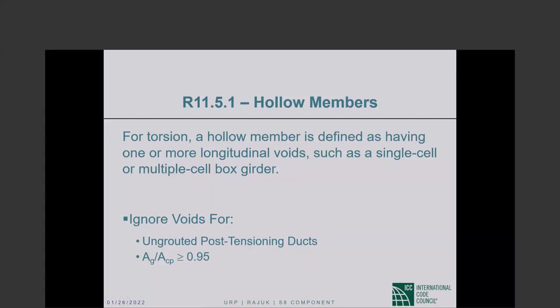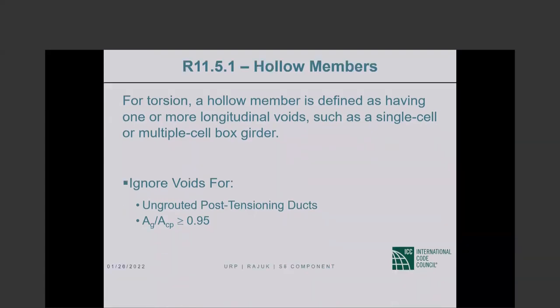Okay, when we say for a hollow section, replace A sub Cp with A sub G, we don't mean a section with a few ungrouted post-tensioning ducts.